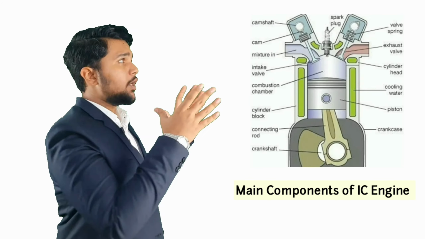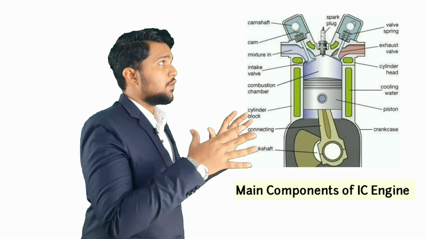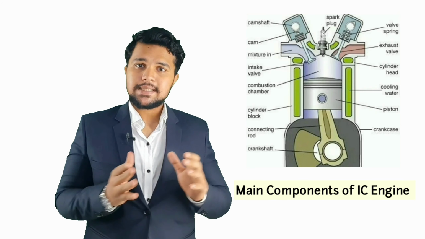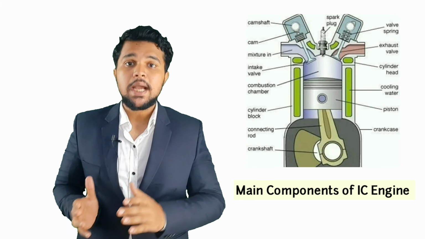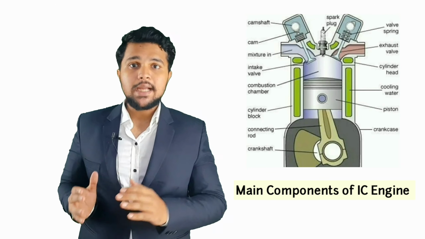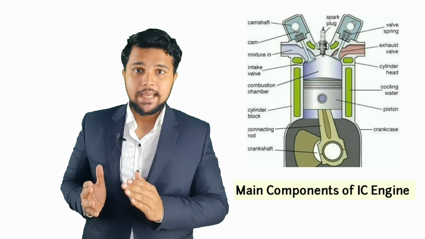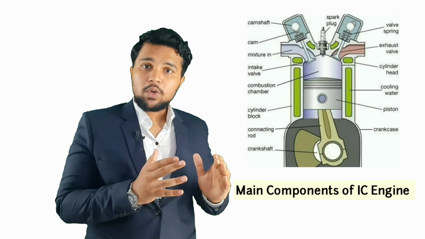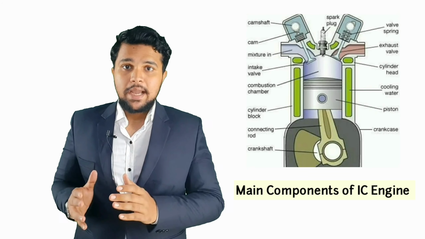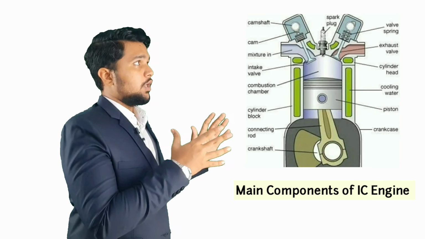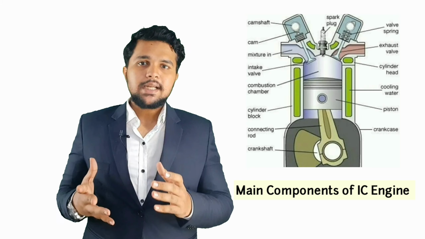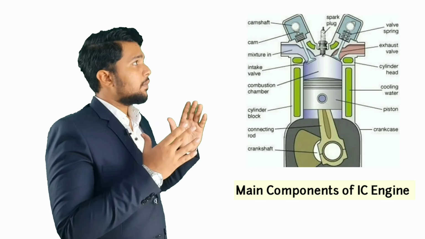So here are the components of an internal combustion engine, which consist of cylinder, cylinder head, piston, piston ring, piston pin, connecting rod, crank, crankshaft, crankcase, inlet and outlet port, valve mechanism, and spark plug. This is the diagram of a petrol engine, whereas in a diesel engine, instead of a spark plug, a fuel injector is used.